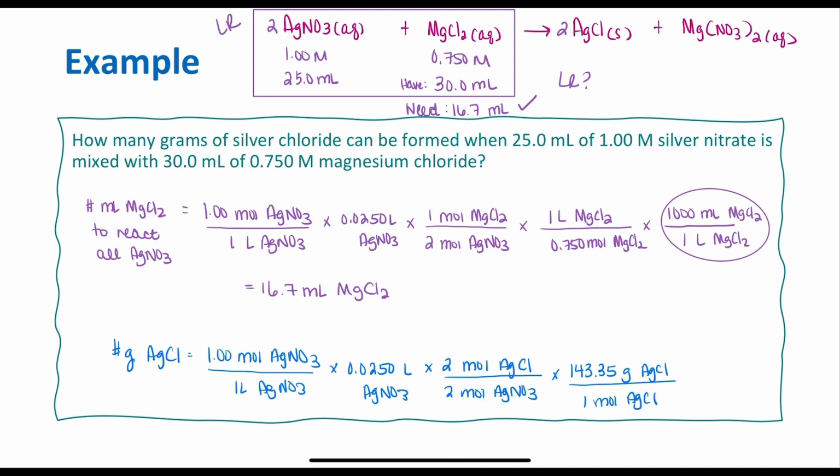And I don't have this one written out, so one second while I calculate it. I get 3.58 grams of silver chloride. Check to make sure I have my sig figs right. I have 3 sig figs here, 3 sig figs here. This is exact, and I actually wrote down 5 sig figs here, so 3 sig figs. 3.58 grams of silver chloride is how much I can make based on this reaction and based on these conditions.